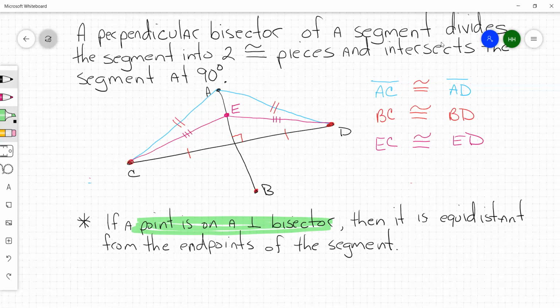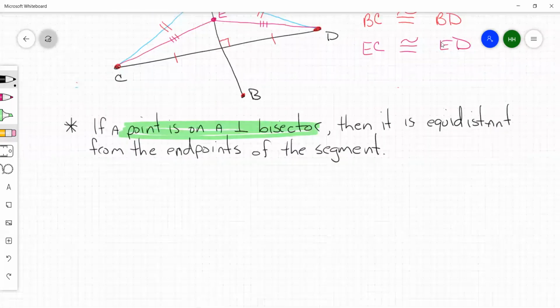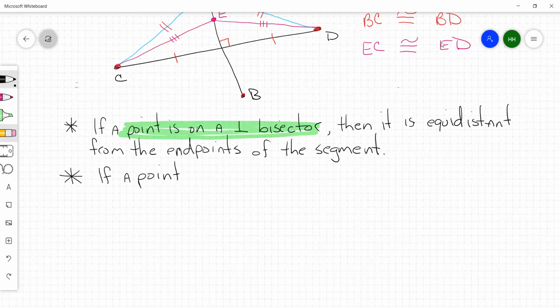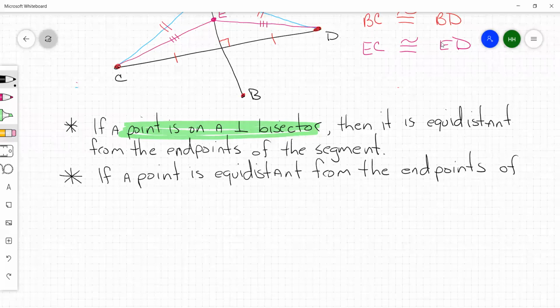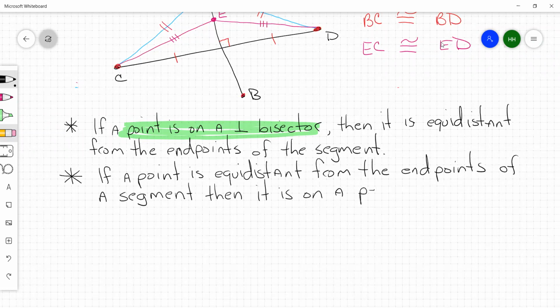Okay? The converse of that is also true. If a point is equidistant from the endpoints of a segment, then it is on a perpendicular bisector. All right, that's the converse of the original theorem.